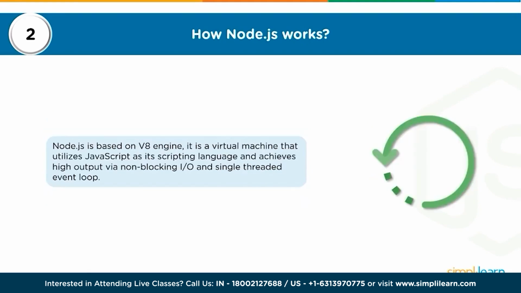So you're then going to be asked, how does Node.js work? Well, Node.js itself is built on the V8 engine, and the V8 JavaScript engine is the same engine that runs JavaScript in your Chrome web browser, extremely fast. It allows for high output and non-blocking I/O, and it uses a single-threaded event loop.